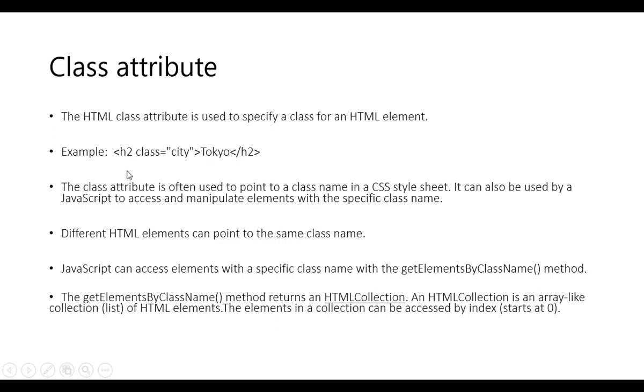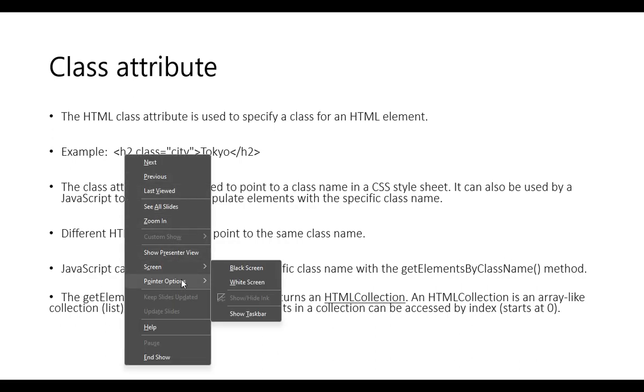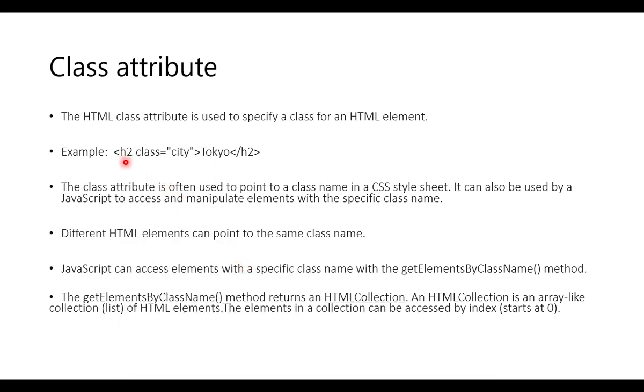So we need to understand what a class attribute is in an HTML page. The HTML class attribute is used to specify a class for an HTML element. This class is not related to a Java class. This class is just an identifier for an element. So here if you see, this header tag has an attribute of class. Its value is city. Okay. And in this tutorial we are going to use the class attribute mostly to find HTML elements, to click on an HTML element.